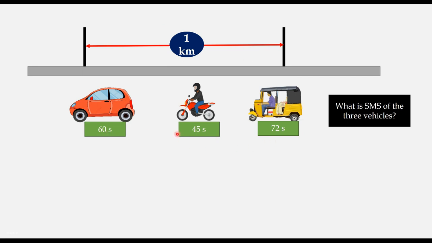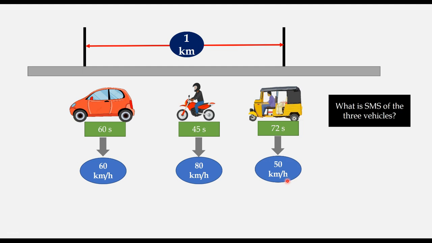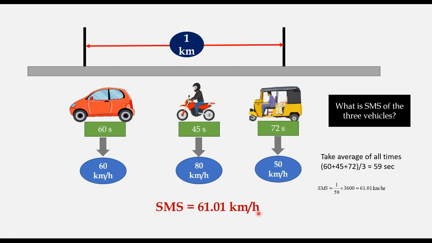So we take the average of these three, or you calculate what is the speed of this vehicle, that is 60 km per hour, this speed is 80 km per hour, this speed is 50 km per hour, and then take the average of these three speeds, 61 km per hour. That is space mean speed. Alternatively, you can take the average of these three times, that is 60 plus 45 plus 72 by 3, 59 seconds, and then you find out what is space mean speed, that is 1 kilometer divided by 59 seconds into 3600, that is 61 km per hour.